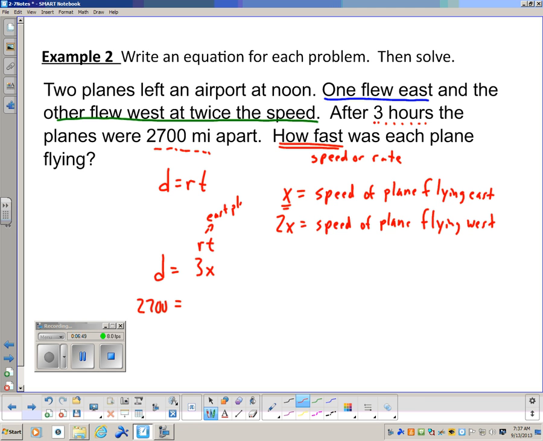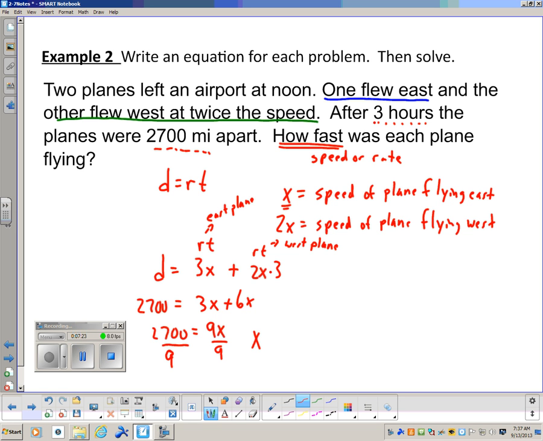And it flew 3 hours, and then plus the rate times the time of the western plane. And the western plane here was 2x times 3. So we get 3x plus 6x. So really you get 2,700 equals 9x. And then we can just simply divide both sides here by 9.